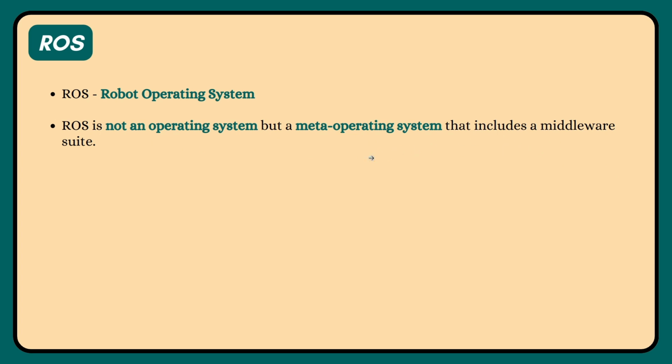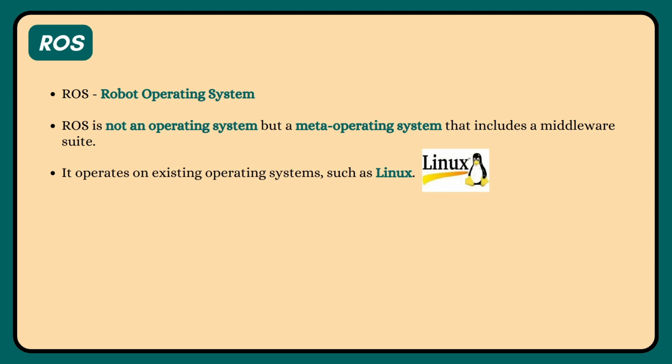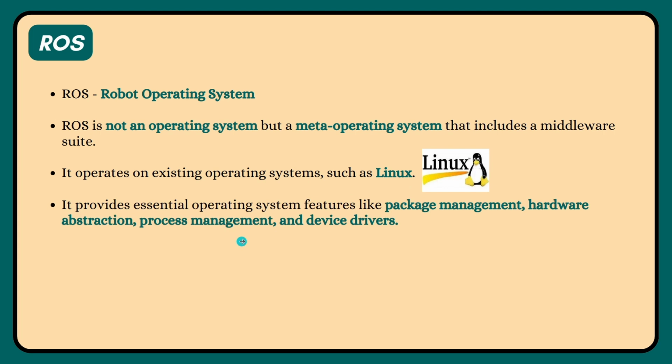Now, what is a meta operating system? Meta operating system is something that operates on top of an existing operating system and it provides certain operating system features. And as far as ROS, it operates on existing operating system, that is Linux, and it provides essential operating system features like package management, hardware abstraction, process management, and device drivers.